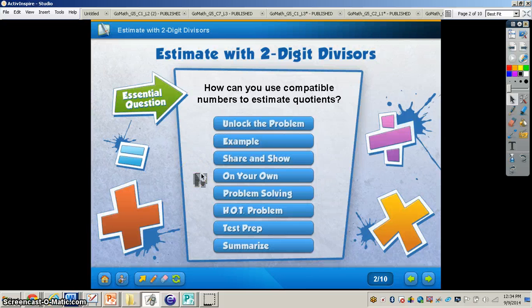In this video, we're going to be taking a look at estimating with two-digit divisors. Now you'll need to have your Go Math book out and turned to page 79, along with your math journal. The essential question that we're going to need to answer throughout this video is: how can you use compatible numbers to estimate quotients?